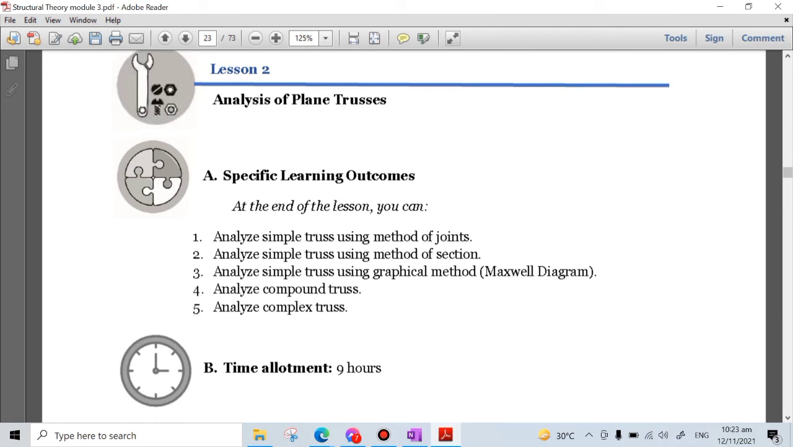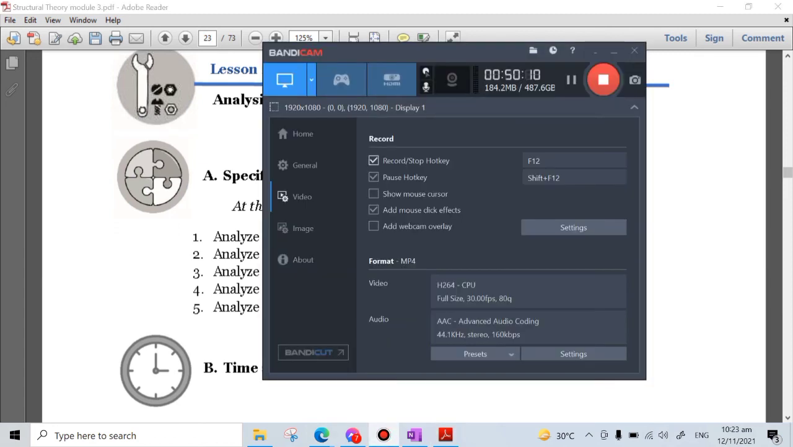Can I stop first the recording para hindi gaanong mahaba? Mahirapan ako mag-upload. Stop ko lang saglit yung recording.